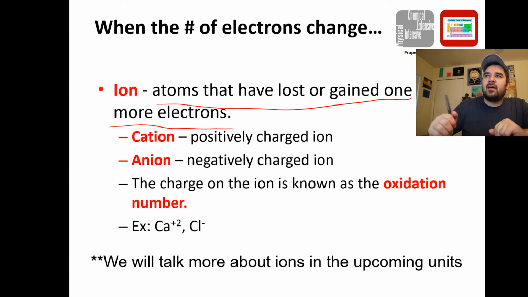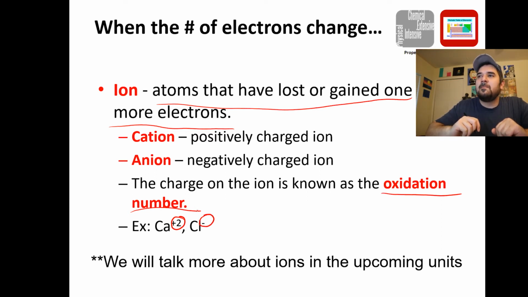All right, so cation, that's the positively charged ion. Anion, that's the negatively charged ion. The charge on the ion is known as the oxidation number. That's a word you need to know. So this right here, that's the oxidation number. This right here, that's the oxidation number. We're going to talk more about oxidation numbers later because those are what determine what something can bond to.